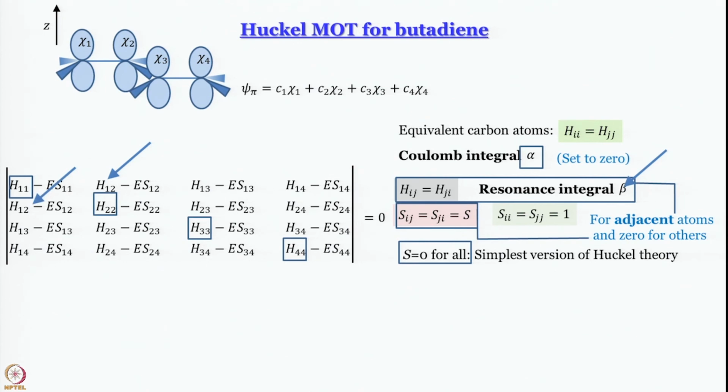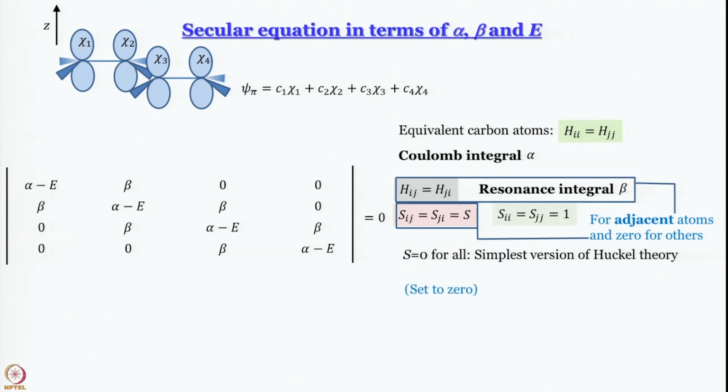Then 1 and 3 are not adjacent, so we do not bother. 1 and 4 we do not bother. 2 and 3 are adjacent to each other. So, H23 is going to be beta in the 3,2 as well as 2,3 elements, and then 3,4 are adjacent to each other. So, H34 is going to be beta in these 2 elements, right. So, knowing this, you just substitute alpha and beta, this is what you get.